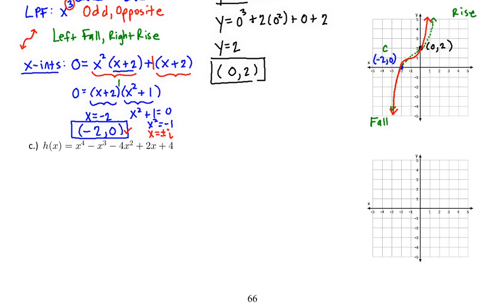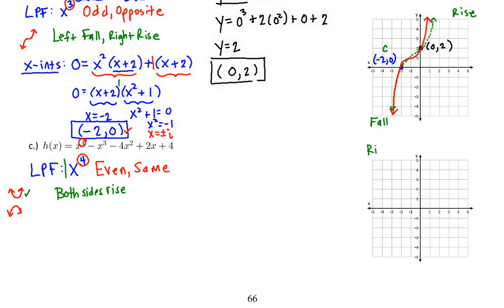So first observe we have a degree 4 polynomial function. Our leading power function is x to the 4th power. With an even leading power function, we anticipate the same end behavior. Now remember, for our even powers, they're either going to resemble x squared or negative x squared. This one has a positive leading coefficient, so it's going to have the same behavior as positive x squared. So both sides are going to rise. So we'll make a note of that. Left side is going to rise, and right side is going to rise.